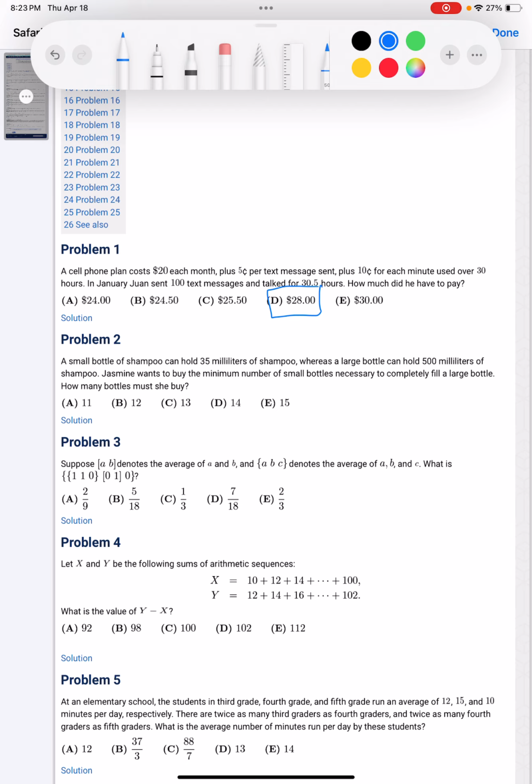Now for problem 2. A small bottle of shampoo can hold 35 milliliters of shampoo, whereas a larger bottle can hold 500 milliliters of shampoo. Jasmine wants to buy the minimum number of small bottles necessary to completely fill a large bottle. How many bottles must she buy?